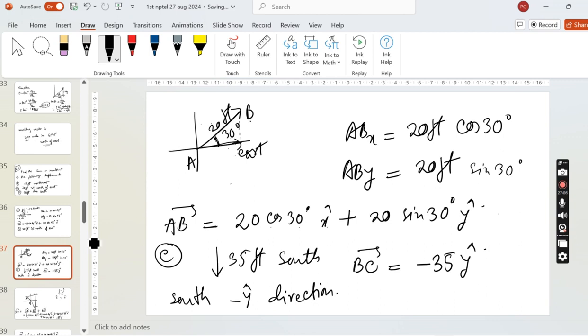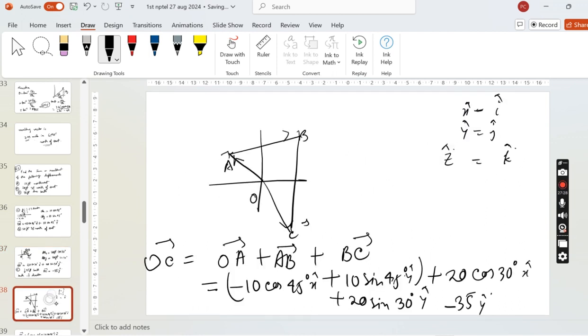C is 35 feet south, so it is in this direction, that should be BC. It is in a minus direction, so minus 35y. So we need to add those things now: OA, then AB, then BC.